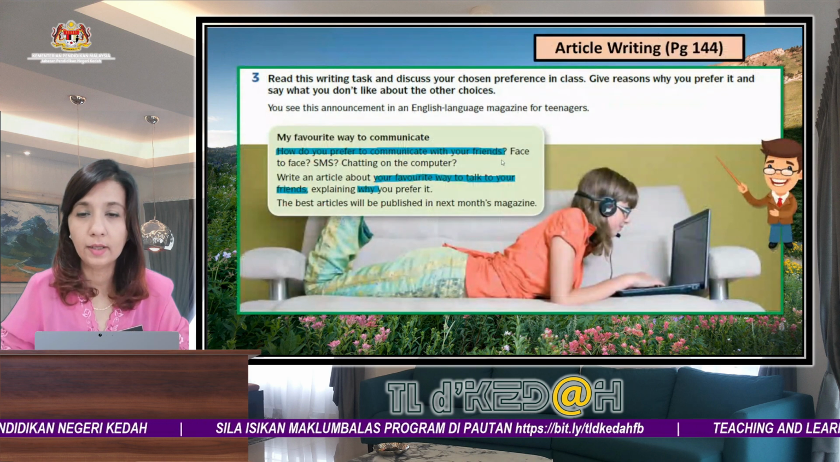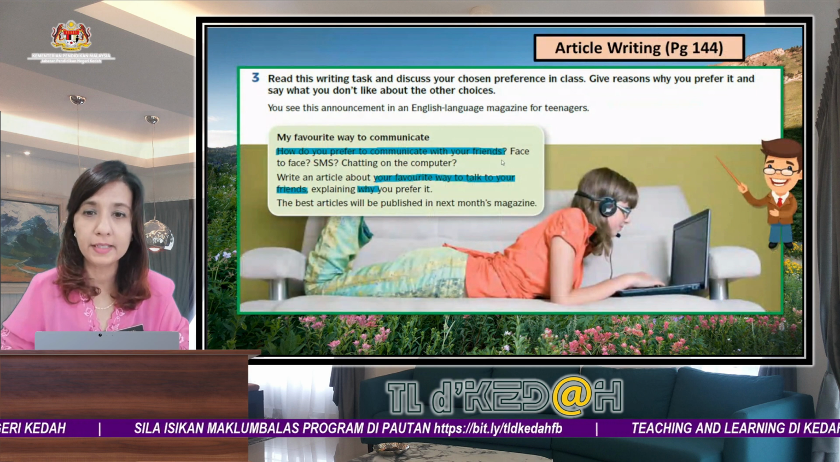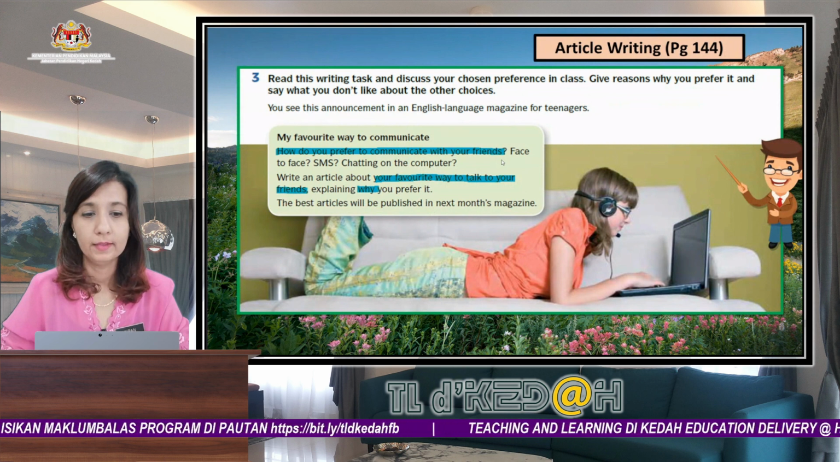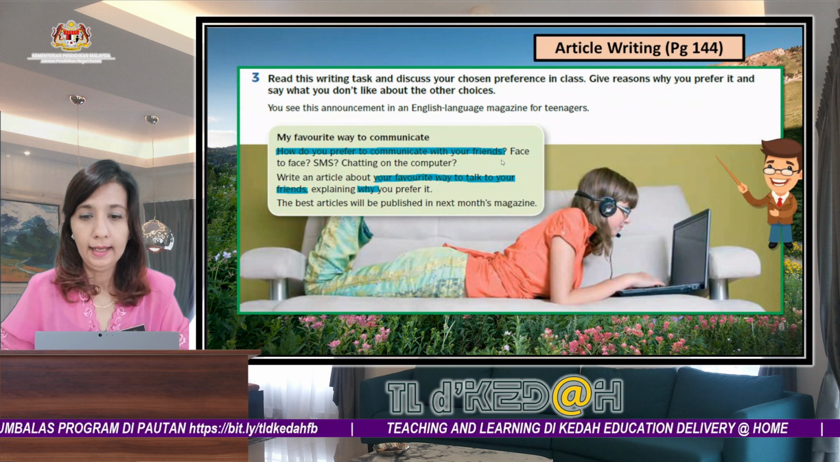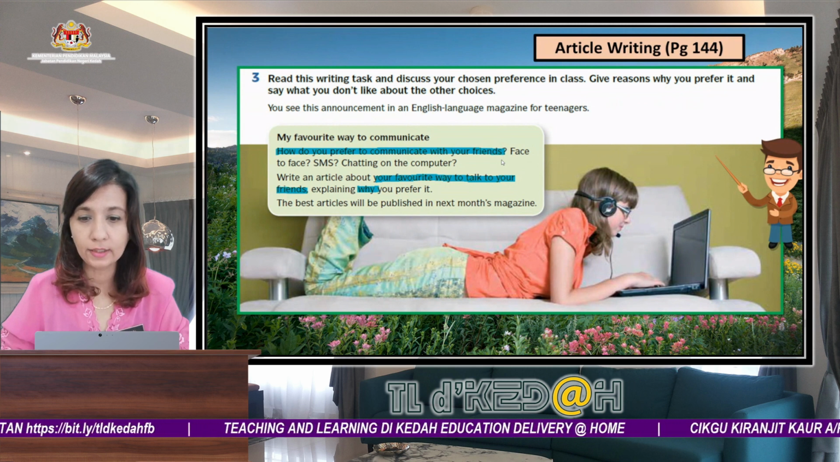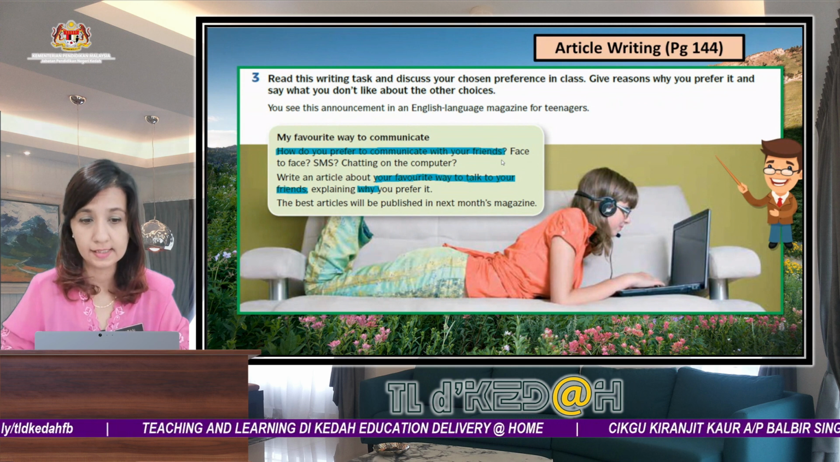This is on page 144. Can you all look at page 144 of your downloaded textbook? Okay, so you see this announcement in an English language magazine for teenagers.